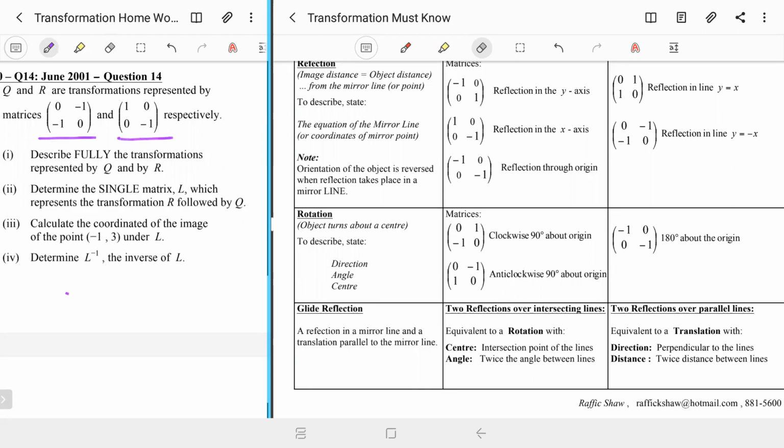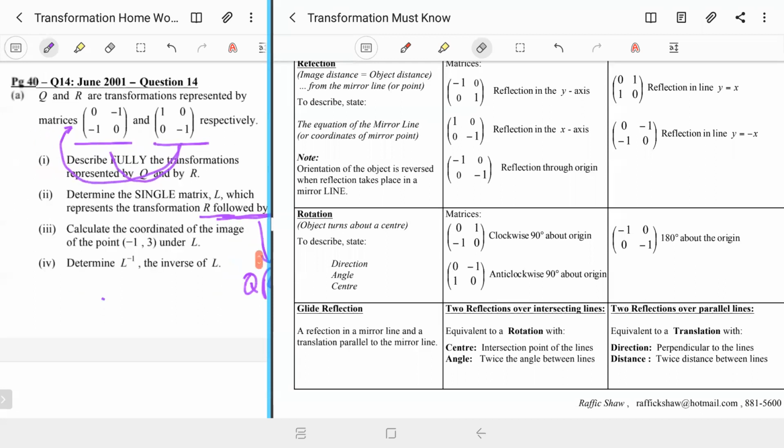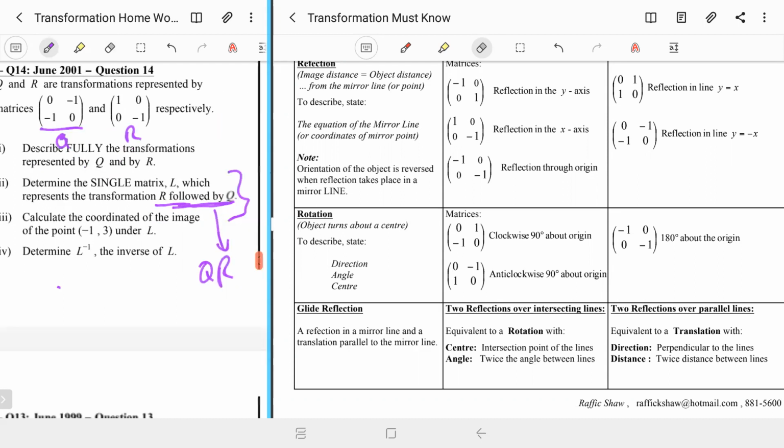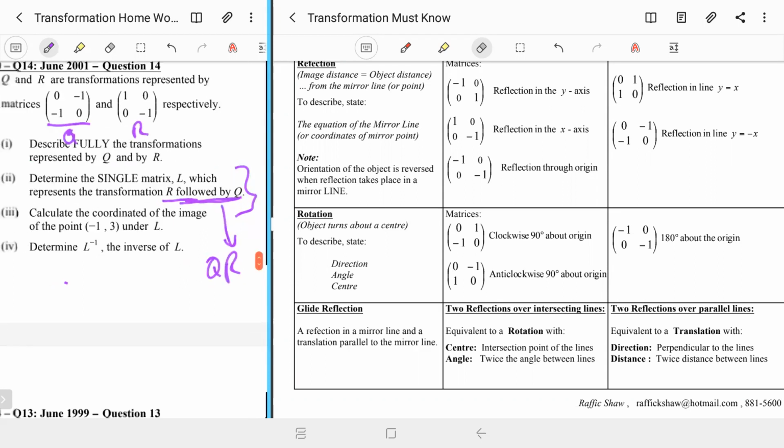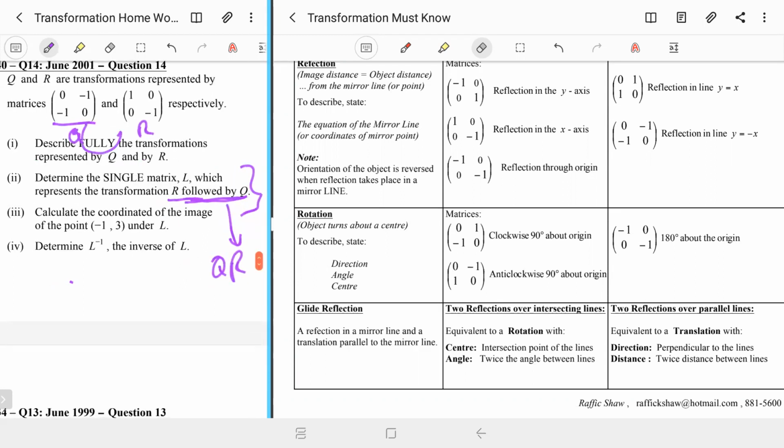I need to do the single matrix now. R followed by Q: you multiply Q times R. So multiply the Q matrix in front of the R matrix. Which one is Q? The first one is Q, and this is R. So R followed by Q is Q times R. Multiply this one in front of this one, Q times R, and you'll get the rotation matrix.